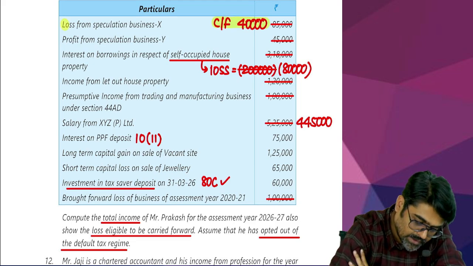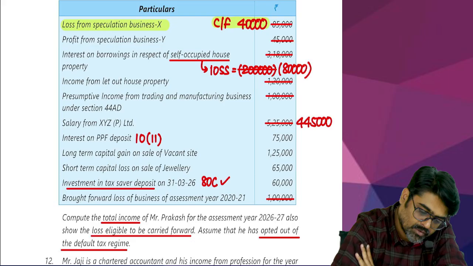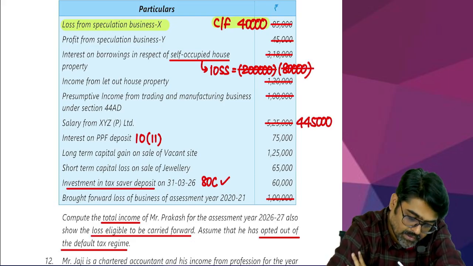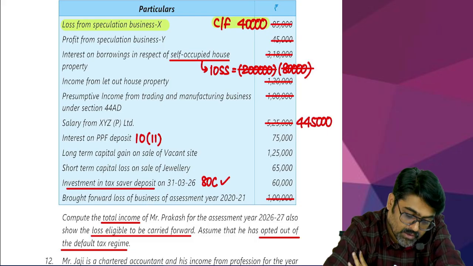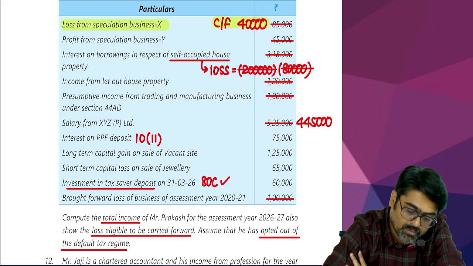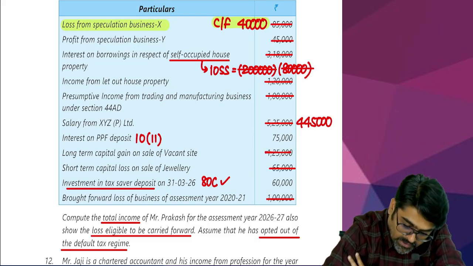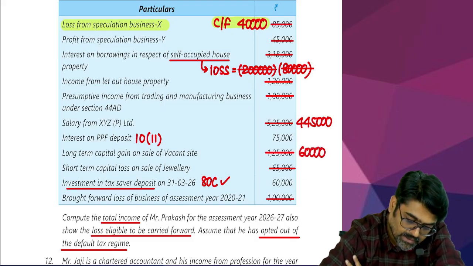Okay, 40,000. Then this loss of 80,000 is fully adjusted against salary income. Okay, presumptive business income gone. Interest on PPF fully exempt. Salary already done. So long-term capital gain is there, short-term capital loss is there. Can you set off your short-term loss against long-term gain? Set off 65,000 against 1,25,000. 60,000 you are going to get. Understanding or not? And then nothing is there.